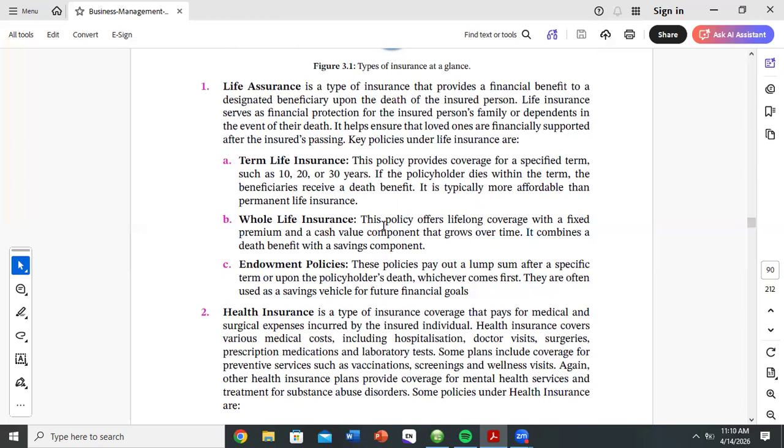So me, I don't like the whole life. I'll die and then people will be enjoying my money. No. So people do the whole life, but they don't commit lots of monies into that type of policy.